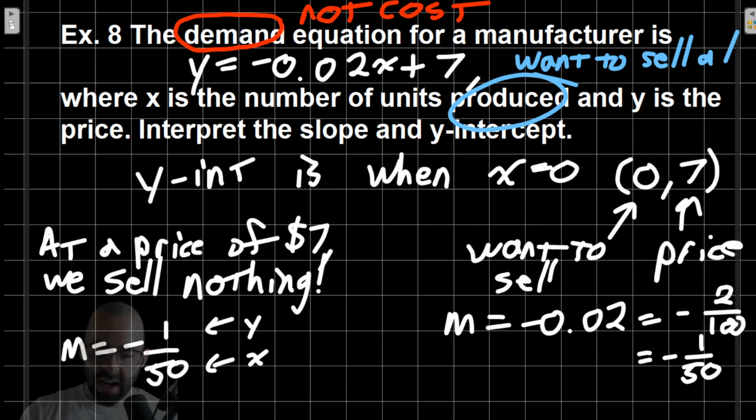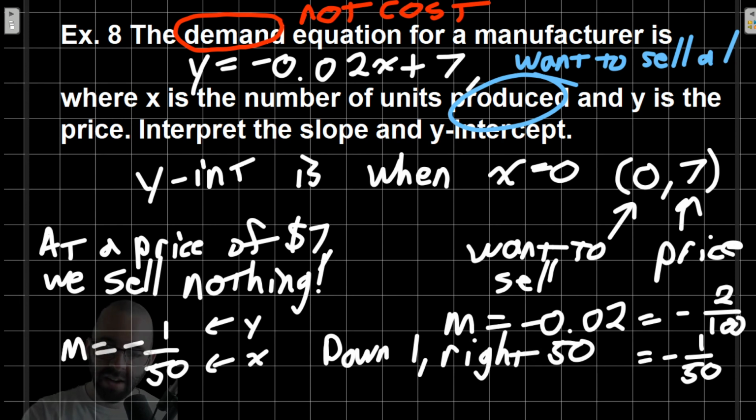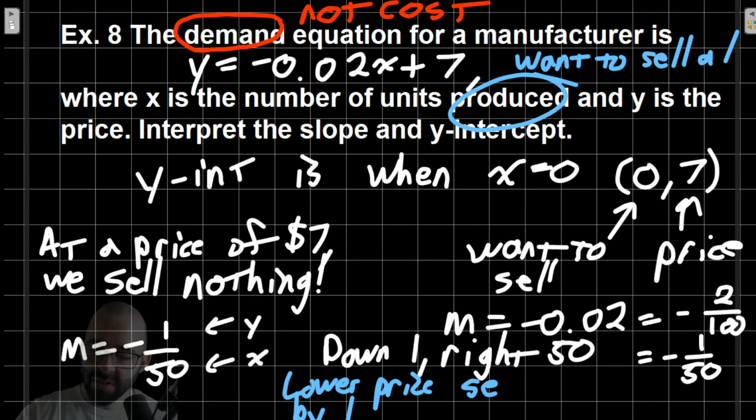So notice, as we go down 1, we go right 50. That's what the slope means. What does down 1 mean here? Down 1 is y lowers. So down 1, right 50. Y is the cost, the price. So if we lower the price by 1, x increases by 50. We can sell 50 more.